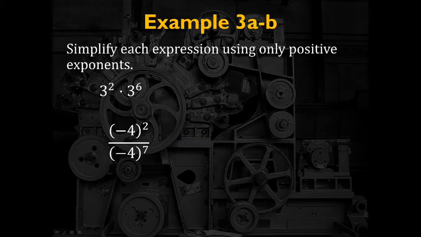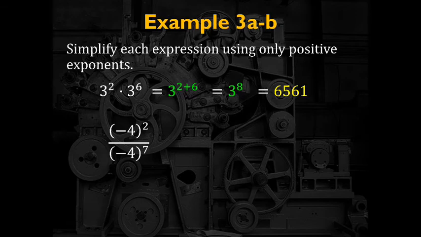So example 3a, 3 squared times 3 to the 6th. We are multiplying exponents with the same base. We add the exponents together. So that's 3 to the 2 plus 6, or 3 to the 8th, which comes out to 6,561.